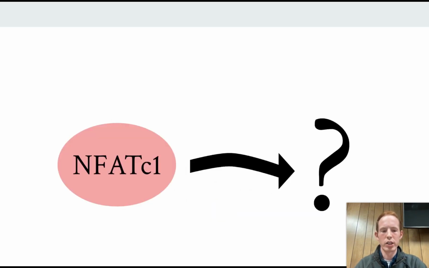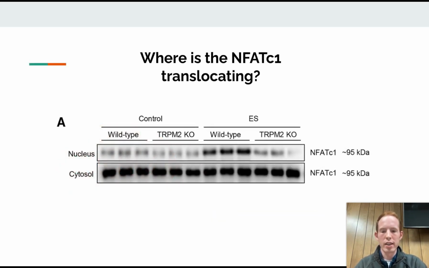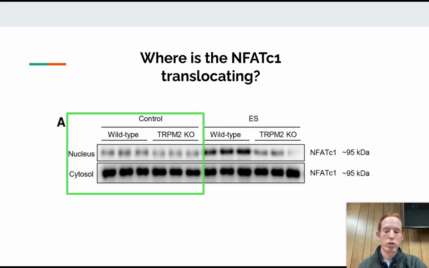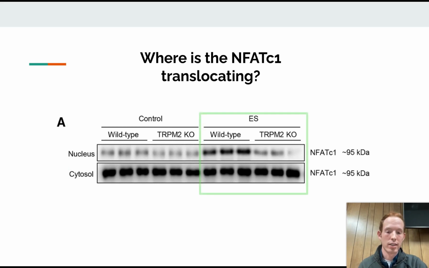So where is NFAT-C1 going? That's the big question. And this graph kind of shows us exactly what's happening with this NFAT-C1. So looking at our control group, almost all the NFAT-C1 is found in the cytosol, barely any in the nucleus. But upon electric stimulation, we can see that it moves in the wild type from the cytosol to the nucleus, whereas in the knockout, it doesn't, meaning that we're not getting the calcium needed inside the cell to translocate the NFAT-C1, which would mean that our TRPM2 plays a major role in this pathway of switching muscle fiber types.